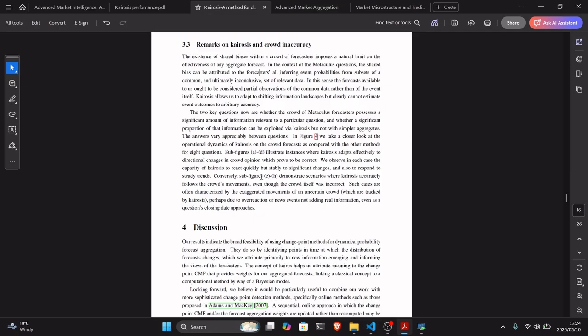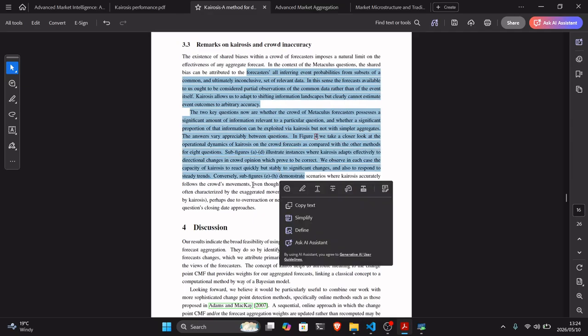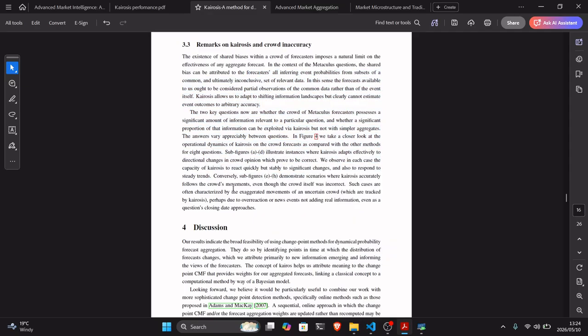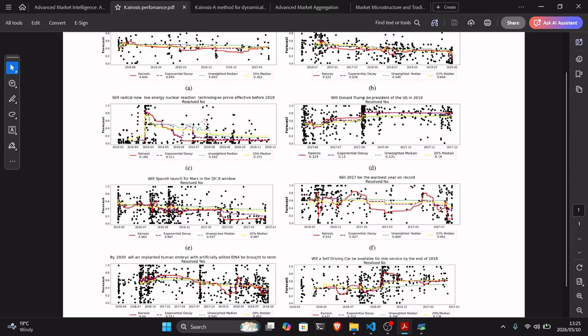So the thing about these Kairosis models, as the authors are touching on here, is that they follow the crowd, right? So the probability might be off, but it might be off because the model is essentially following the crowd. But let's look back at the results.